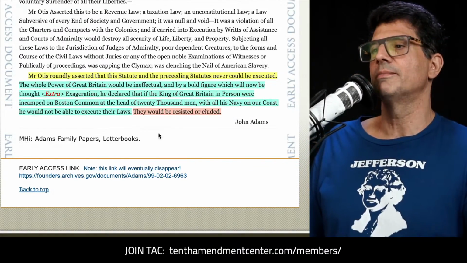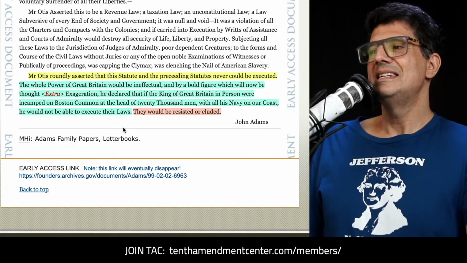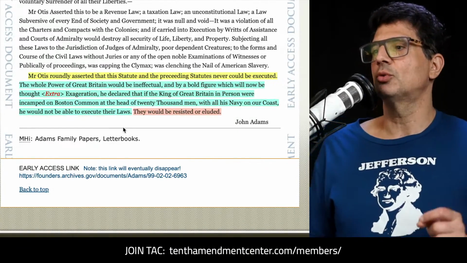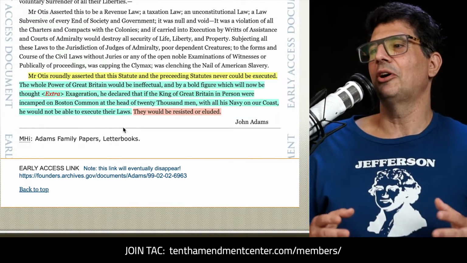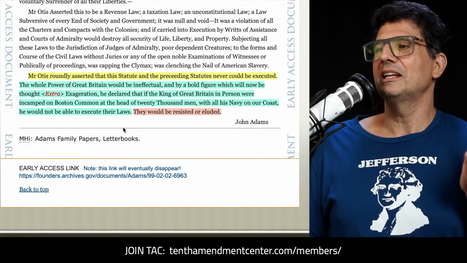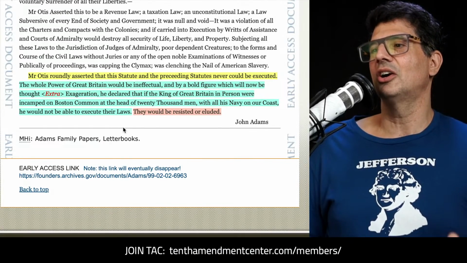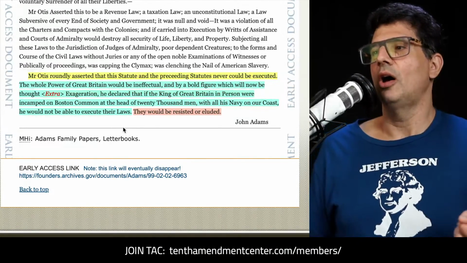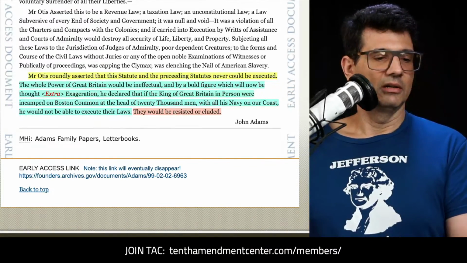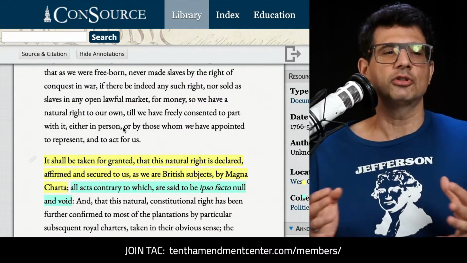And Adams described it like this. "Mr. Otis roundly asserted that this statute and the preceding statutes never could be executed. The whole power of Great Britain would be ineffectual, and by a bold figure which will now be thought exaggeration, he declared that if the King of Great Britain in person were encamped on Boston Common at the head of 20,000 men, with all his navy on our coast, he would not be able to execute their laws. Why? They would be resisted or eluded." And we see this same type of mentality, resisting, eluding, and defying usurpations of power.